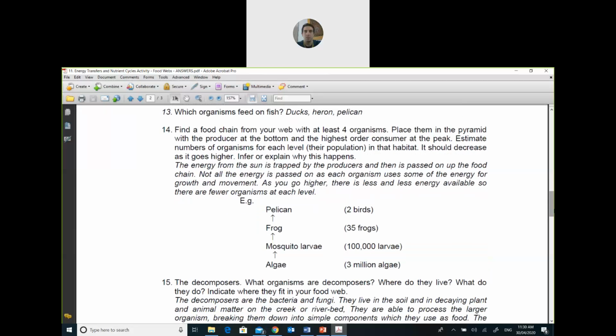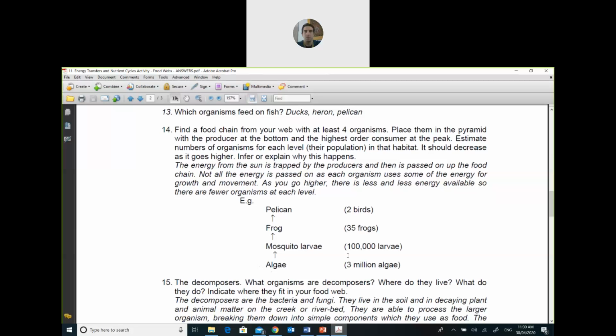Find a food chain from your web with at least 4 organisms, placing them in a pyramid with the producer at the bottom and the highest order consumer at the top. Estimating numbers based on what we would expect to see, the algae could be at the very bottom. That would be our primary producer. A primary consumer could be the mosquito larvae in this particular food chain.